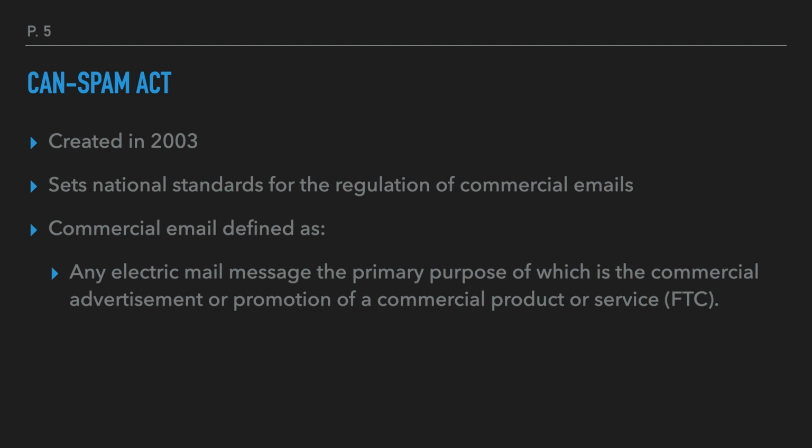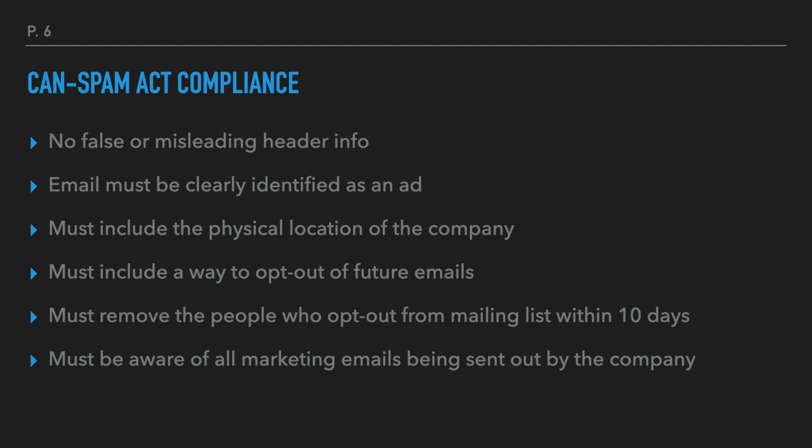The law sets the rules for all commercial emails, which is defined as any electronic mail message with the primary purpose of the commercial advertisement or promotion of a commercial product or service. The Act sets forth the following legal requirements: no false or misleading header information, no deceptive subject lines, must identify the message as an ad, must tell recipients where the company is physically located, must tell recipients how to opt out of receiving future emails, must honor opt-out requests promptly, and must monitor what others are doing on your behalf.